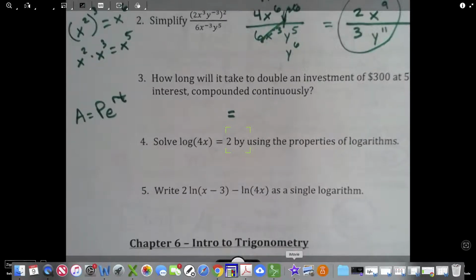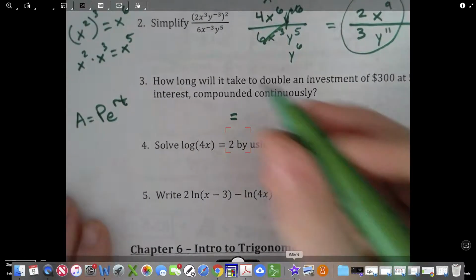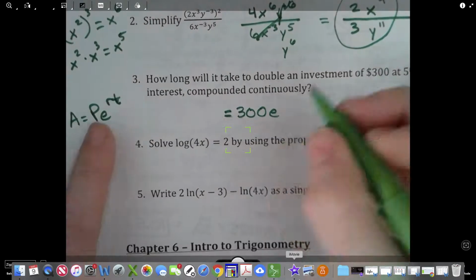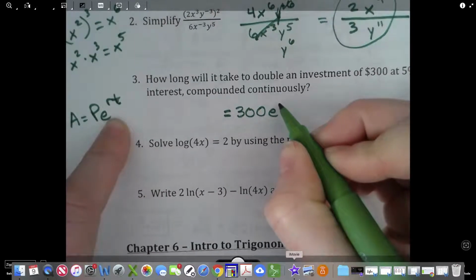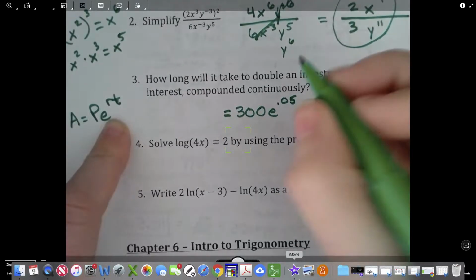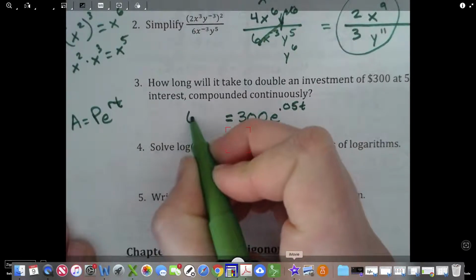Where does 300 go? P is the principal amount, 300. E stays E, E is just a number, right? 5% goes in for the rate, but you put it as a decimal, so 0.05. And then t is what we're solving for, so we leave that as time, but then I have to know what A is, right? I can't have two variables at once. What is A going to be? Yeah, 600. We're doubling it, right? It has to become 600.